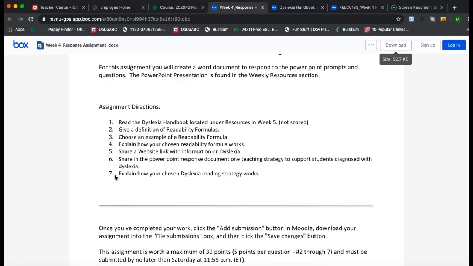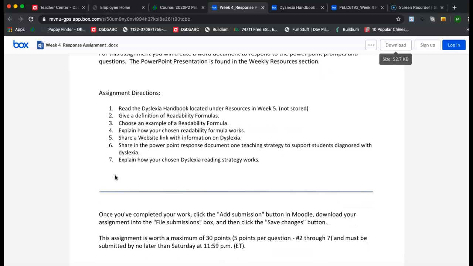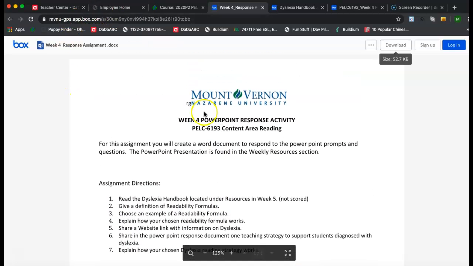Response 5, share a website link with the information on dyslexia. Response 6, share in the PowerPoint response document one teaching strategy to support students diagnosed with dyslexia. And response 7 is explain how your chosen dyslexia reading strategy works. Again, this is worth 30 points. And it's due by Saturday at 11:59 p.m.